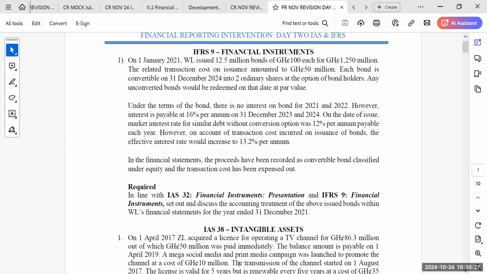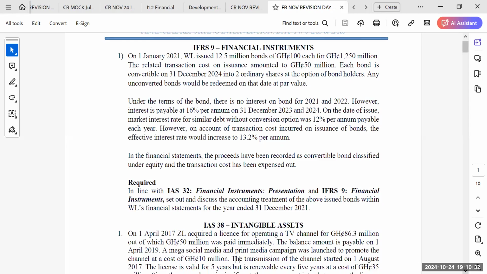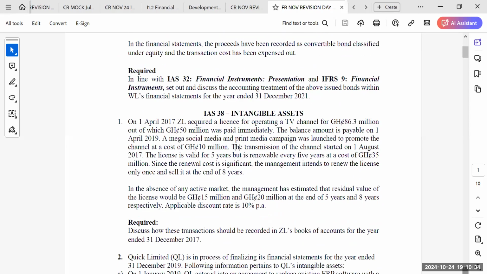Just intangible assets. Okay, so IAS 38, Intangible Assets. On 1st April 2017, VL acquired a license for operating a TV channel for 86.3 million Ghana cedis, out of which 50 million was paid immediately. The balance amount is payable on 1st April 2019.